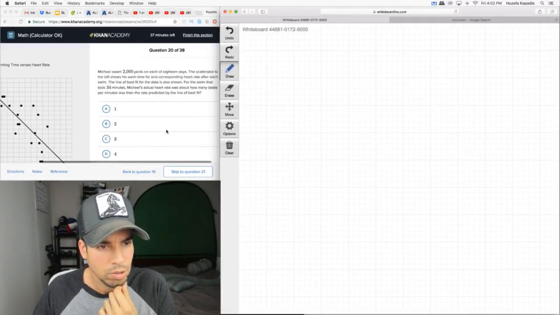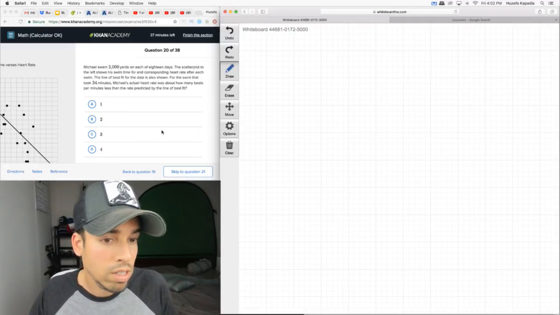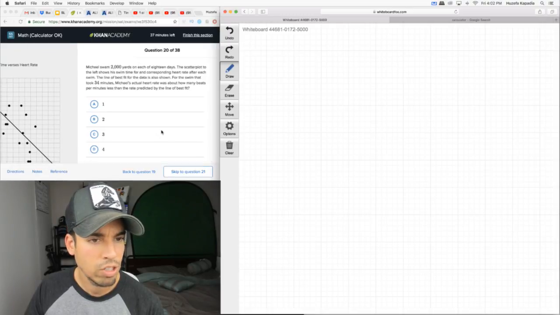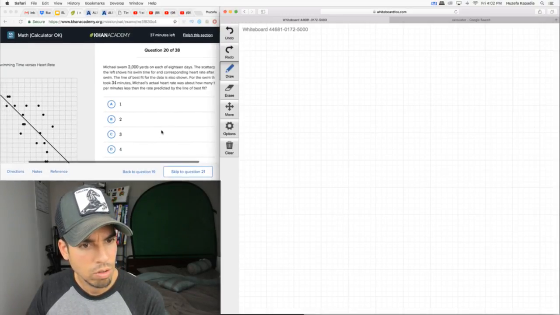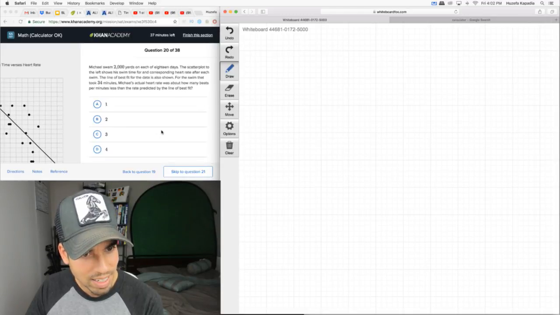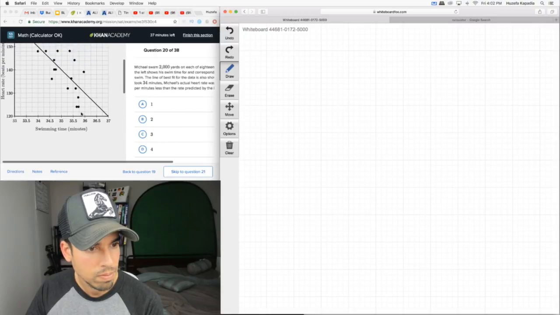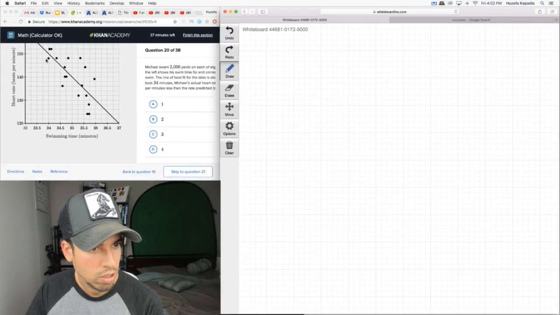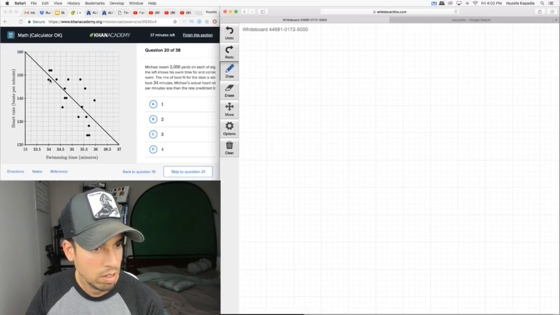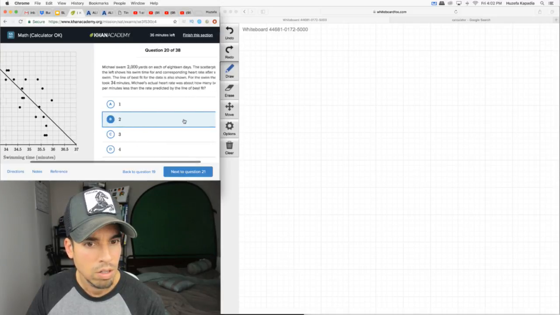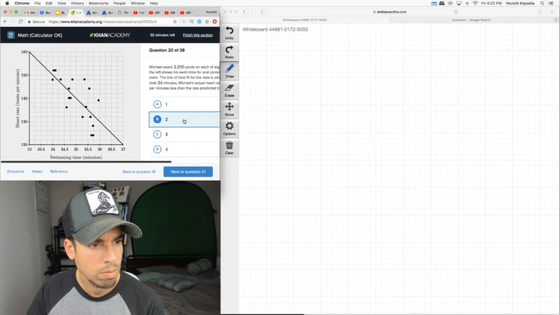Next, question 20. I think we're still doing okay time-wise. Michael swam 2,000 yards on each of 18 days. The scatter plot shows his swim time and corresponding heart rate after each swim. The line of best fit is shown. For the swim that took 34 minutes, Michael's actual heart rate is about how many beats per minute less than the rate predicted? Right here, it was actually 148 and it was supposed to be 150, so it was 2 beats lower per minute.